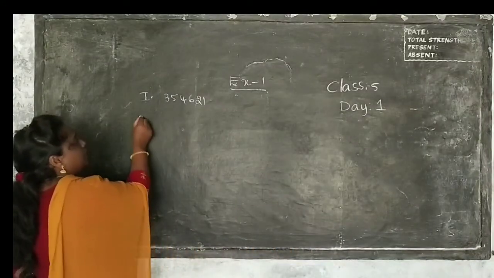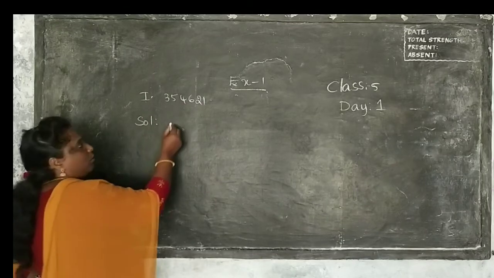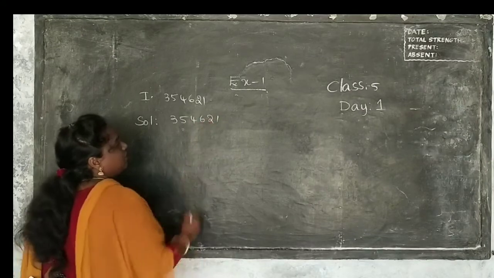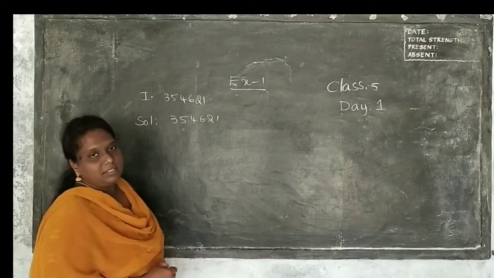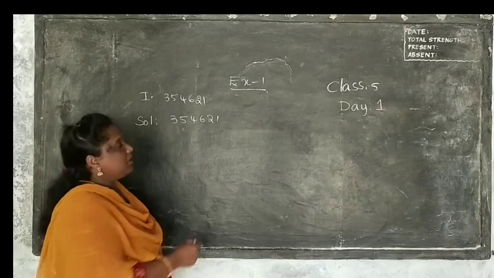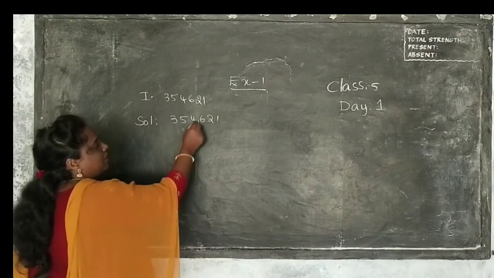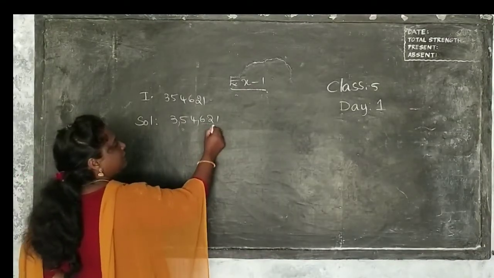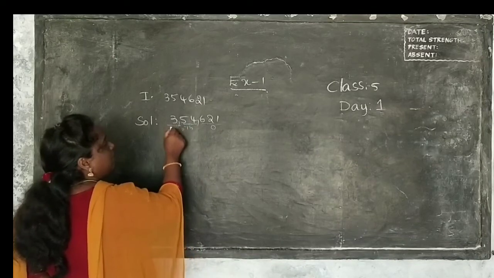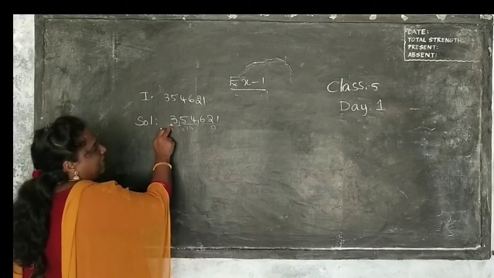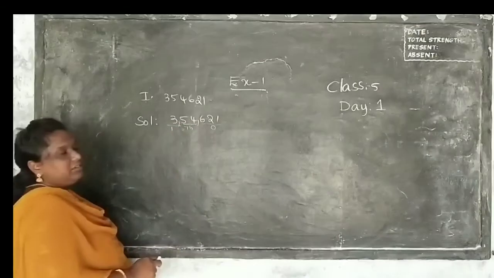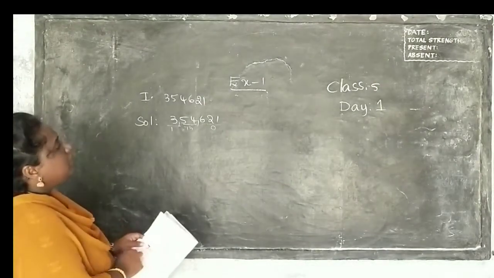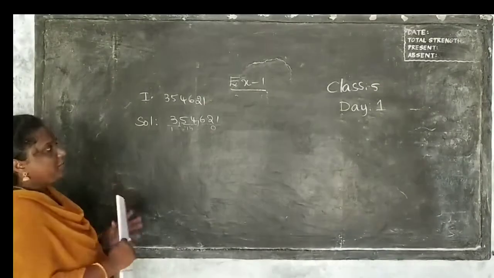So, solution: 354621. Now we are inserting the commas in the Indian system. How to keep the commas in the Indian system? First 3 digits, then comma, next 2 digits, then comma. You know that already. So this is ones period, thousands and lakhs. So 3 lakhs 54,621. What is it, beta? 3 lakhs 54,621. Then we have to write it in words.